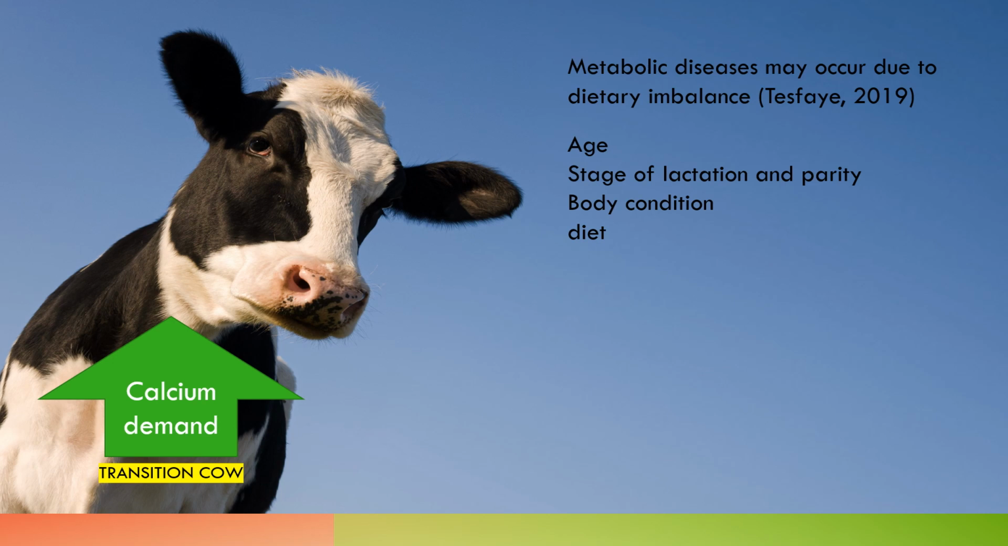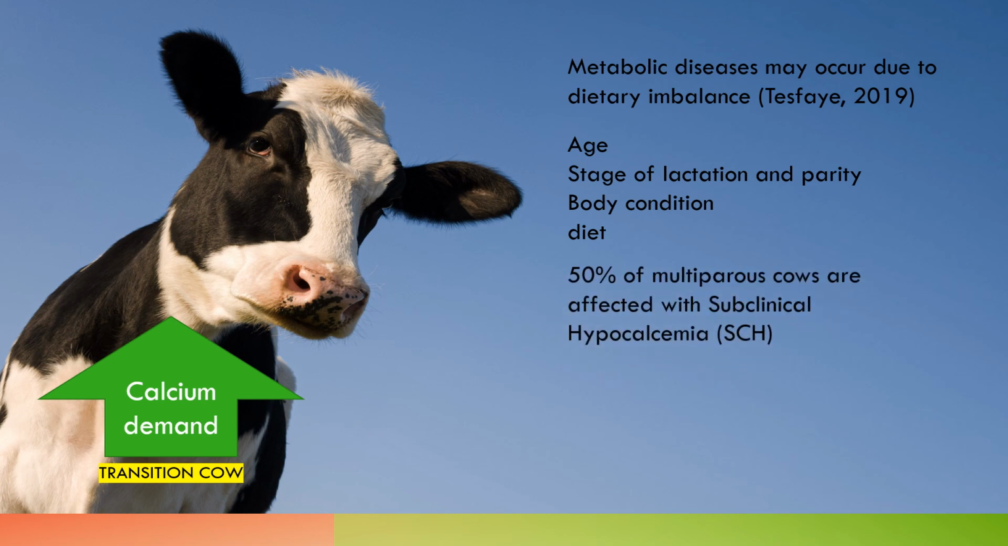With this, it is tough for dairy cows to maintain their calcium homeostasis, especially with high-yielding dairy cows. At least 50% of multiparous cows are affected with subclinical hypocalcemia. Low calcium in the blood may progress to other metabolic diseases leading to poor health and poor performance.